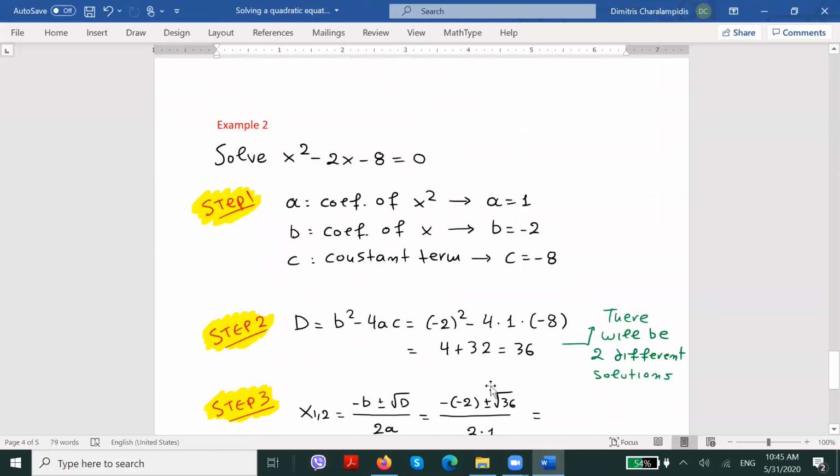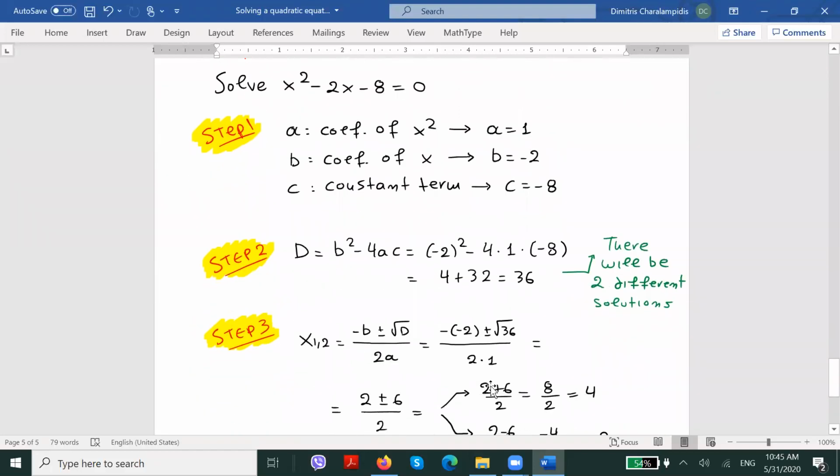Let's see a second example, quicker this time. Solve x squared minus 2 times x minus 8 equals 0. In step 1, we begin by calculating the values of a, b, and c. A is the coefficient of x squared, therefore a is 1. B is the coefficient of x, and therefore b is negative 2. And c is the constant term, which means that c is equal to negative 8.